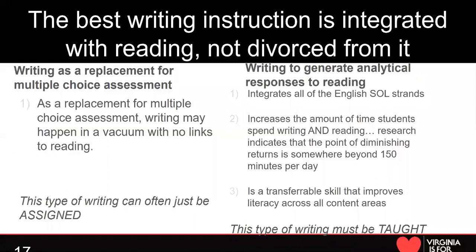This also simply increases the amount of time students spend doing both. All the research that we have points to the fact that you don't really hit a point of diminishing returns for reading and writing time in an instructional day until you get beyond 150 minutes per day. So if students spend their entire history class reading and writing, they're going to be reaping the benefits of each of those minutes. So it's important to understand that.